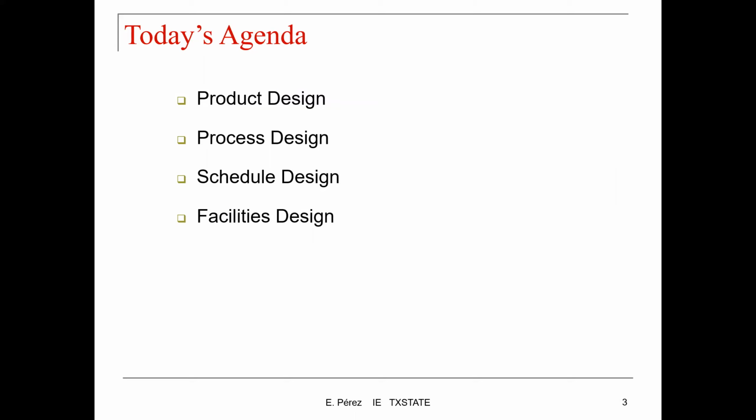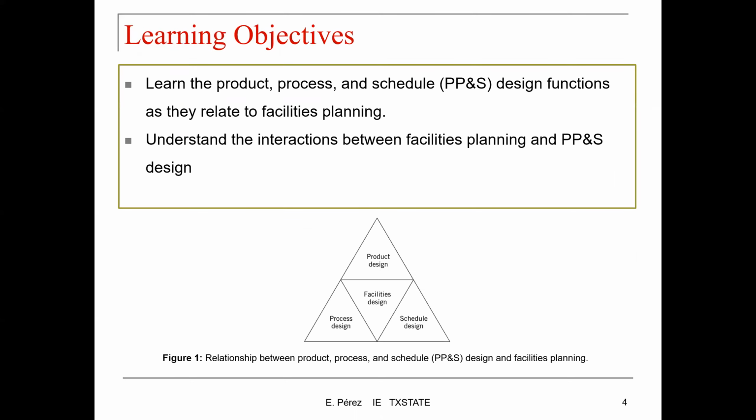So the agenda for this lecture includes the following 4 topics: product design, process design, schedule design, and facilities design. In terms of the learning objectives for this particular lecture, we're going to learn the product, process, and schedule design functions as they relate to facilities planning. And also we want to understand the interactions between facilities planning and the product, process, and schedule design.